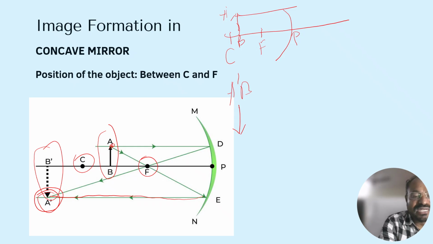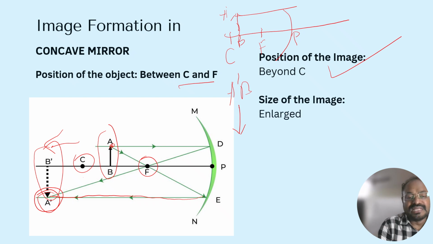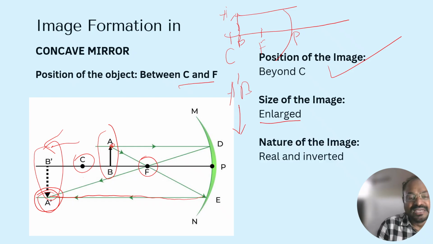So if the object is positioned between C and F, the image will be obtained beyond C. The size of the image is enlarged. Now it is bigger than the size of AB. Since it is in the downward direction, a real and inverted image will be obtained for the object positioned between C and F.